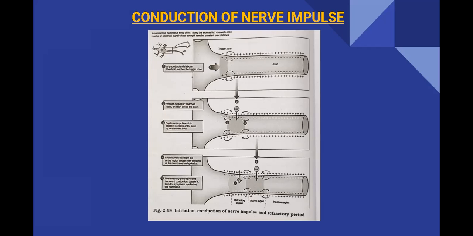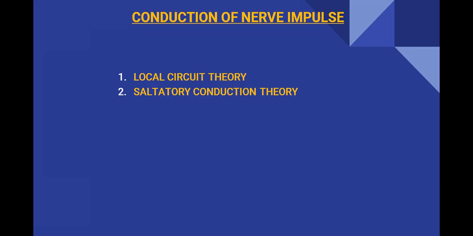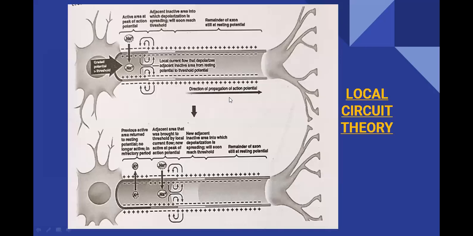Once the nerve impulse reaches the telodendrites, from the telodendrites the nerve impulse will be sent to the next neurons with the help of synapses. To explain how this nerve impulse is propagated through the axon, two theories have been proposed. One is the local circuit theory. Another one is the saltatory conduction theory. First of all, let us know about the local circuit theory.